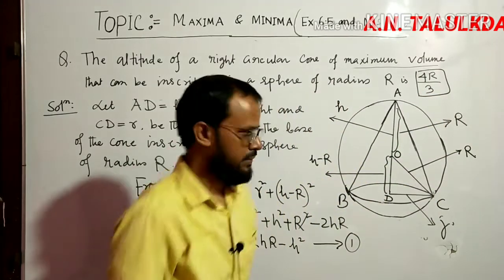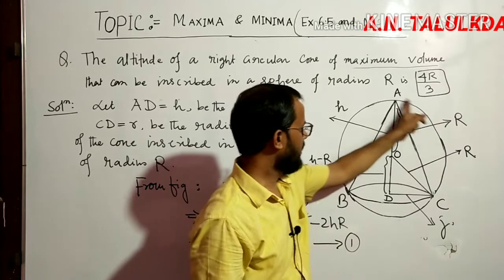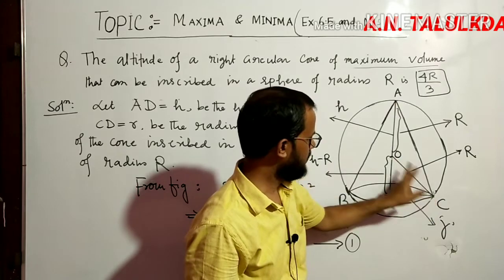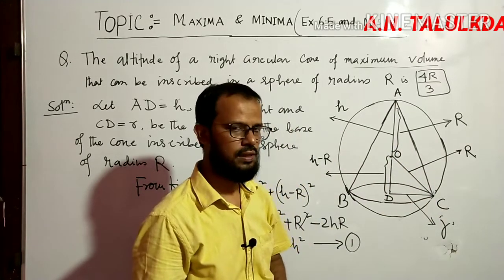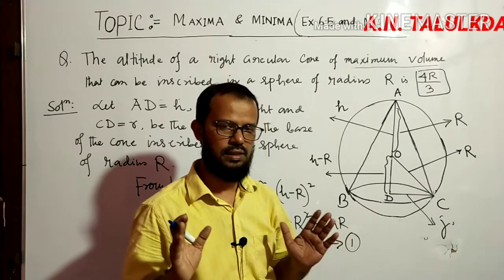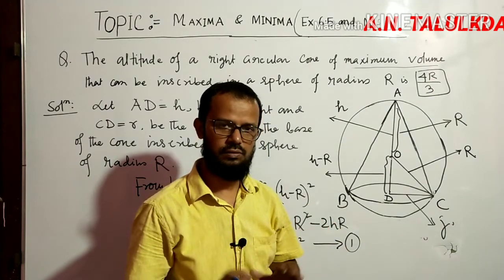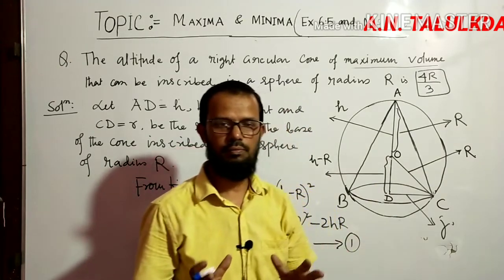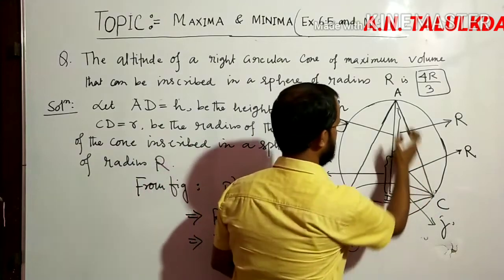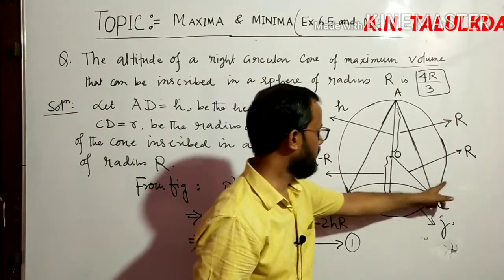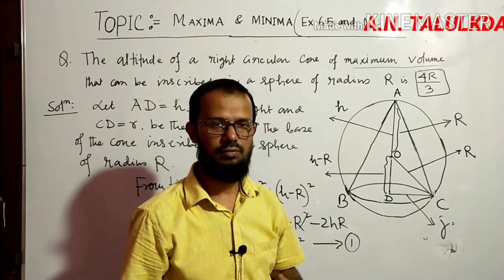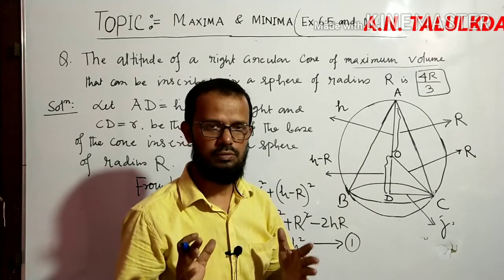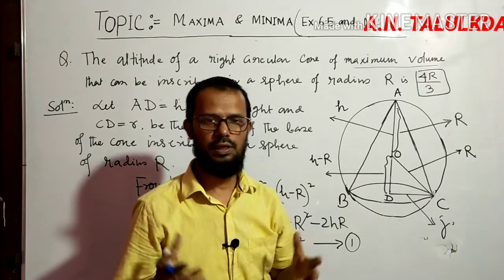Altitude means height. This is the given sphere with its radius. OA equals OC, both are the radius of the sphere. Since the radius of the sphere is given and fixed, the sphere is fixed. Inside this sphere you can draw many cones. I am taking 3 points and drawing a cone. You can take another 3 points and draw another cone. So you can draw many cones. Among all these cones, one particular cone will have maximum volume.